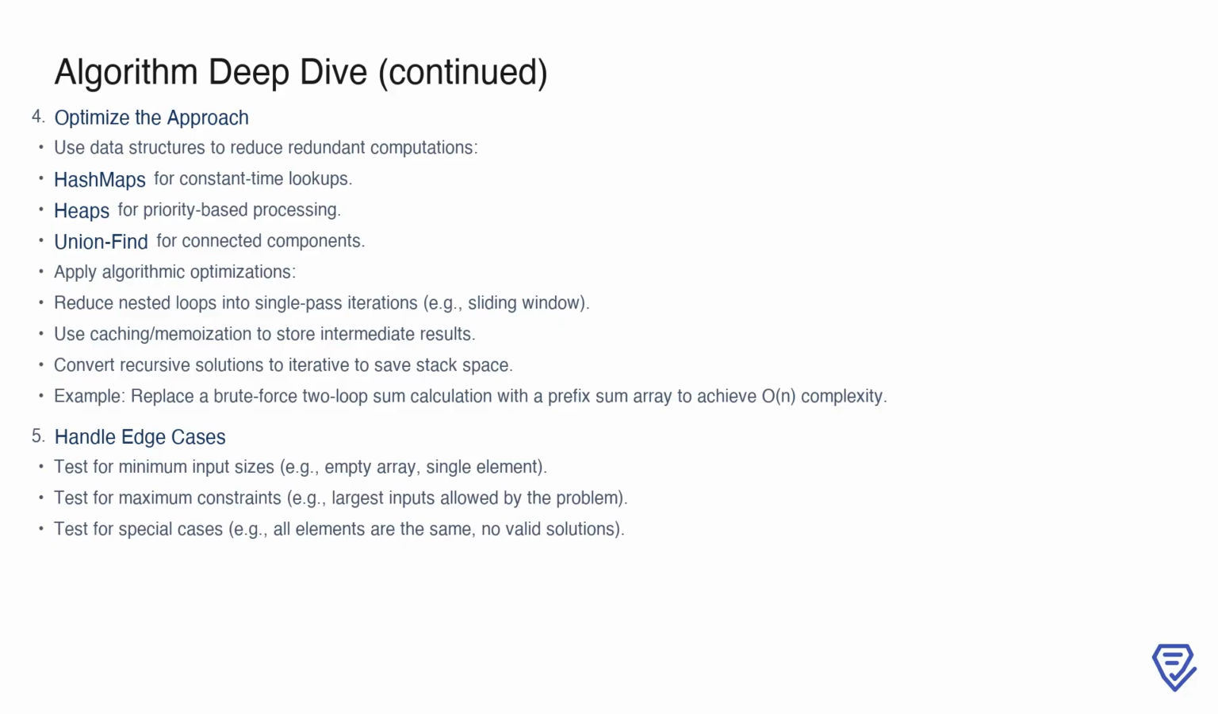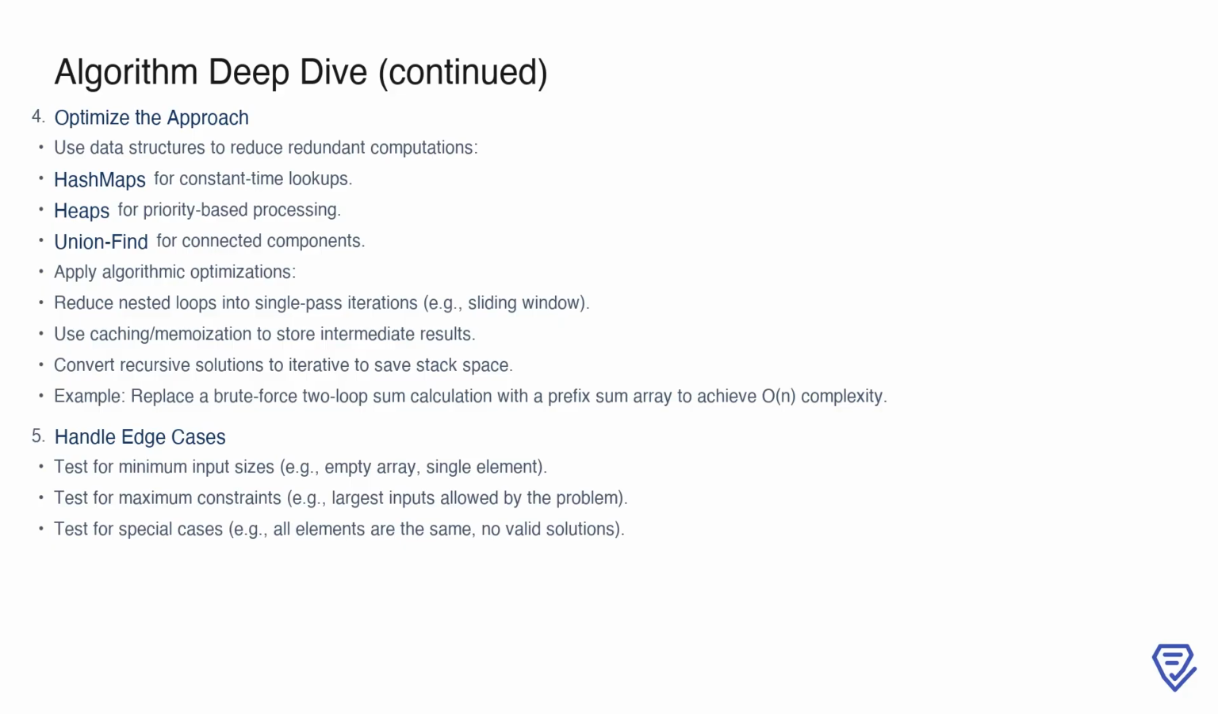With a brute force solution in place, the next step is optimization. This involves using data structures that reduce redundant computations, such as hash maps for fast lookups, heaps for priority-based processing, or union-find structures for managing connected components. Algorithmic techniques like reducing nested loops into single-pass iterations, applying caching or memoization, or converting recursive solutions to iterative ones can also improve efficiency. For example, instead of using a brute force two-loop approach to calculate sums, we can use a prefix sum array to achieve linear time complexity.